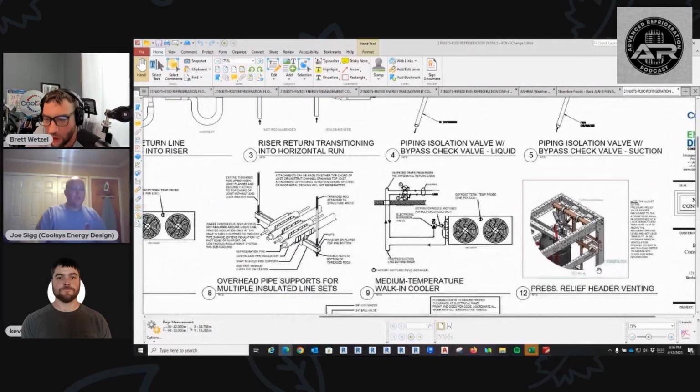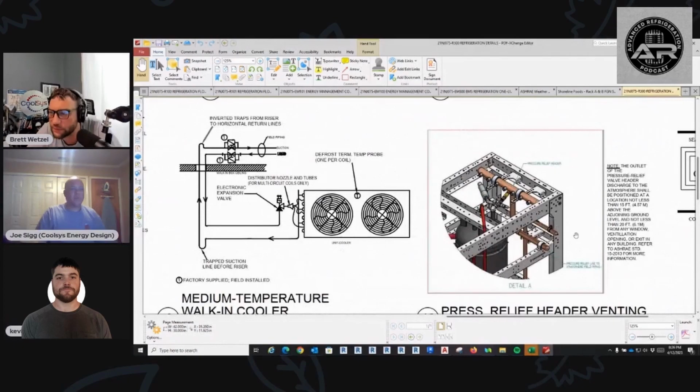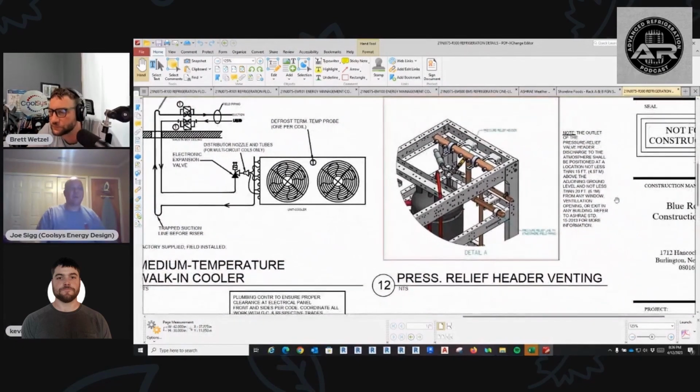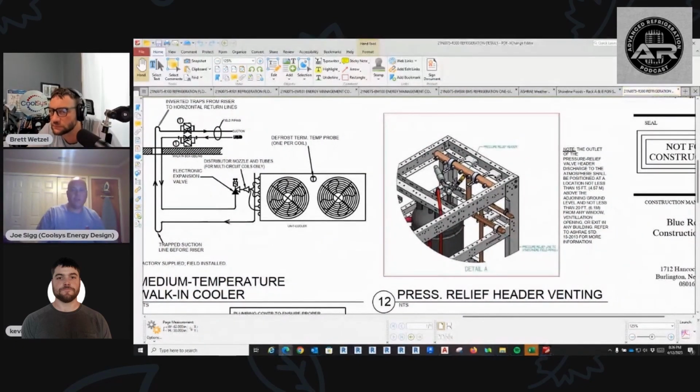Another important thing to worry about with CO2 systems, you got to get that relief piping out of the area where you're serving, where the rack is. This is way more critical than a DX system because the high side pressures are so much higher.